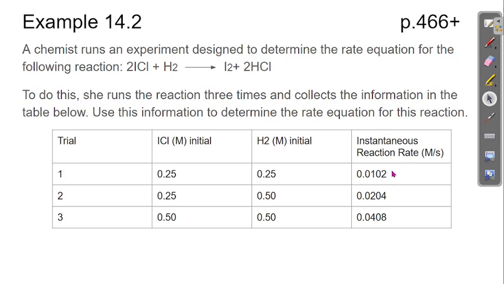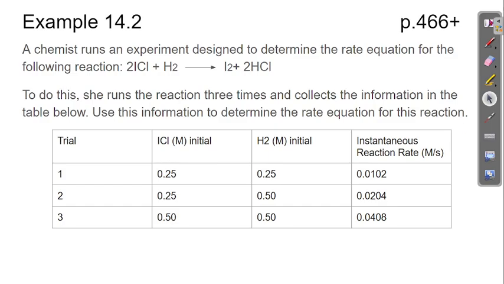The reaction rate doubling here between trial 1 and 2 is due to reactant 2 doubling as well, because the first one did not change at all. So any change in the reaction rate is due to this increase right here. What exponent makes a 2 become a 2? It's 1.